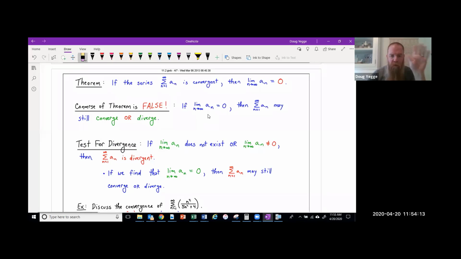Now, as a corollary to that, if you try this test and you see that the limit of the sequence goes to 0, then you still have no idea what to do. There's still no saying whether or not it converges or diverges.